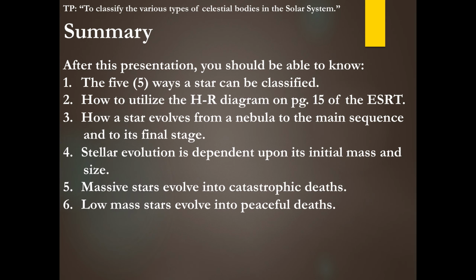All right, summary. After this presentation, you should be able to know the 5 ways a star can be classified. 2, how to utilize the HR diagram on page 15. We're going to have our activities on the next day pertaining to the reference table, a lot of that information. 3, how a star evolves from a nebula to the main sequence and to its final stage. 4, stellar evolution is dependent upon its initial mass and size. Massive stars evolve into catastrophic deaths, supernova, and eventually into a black hole or neutron star. Low mass stars like our sun will evolve into peaceful deaths.